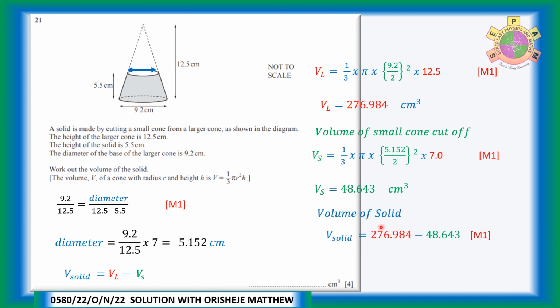Now how do you get the volume of the solid? Subtract the volume of the small cone from the volume of the large cone. So that gives 228.341 cm3 approximately. To one decimal place, that will give you 228.3.